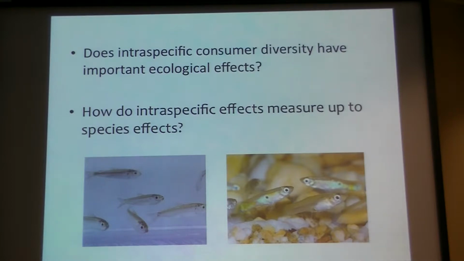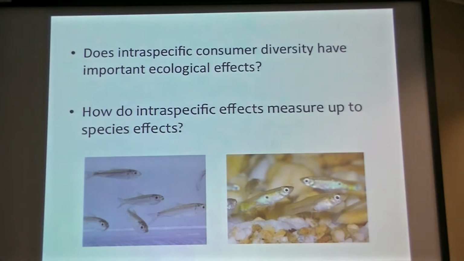All right, so I want to come back now to the first two questions that I posed at the beginning. So the first one, does intraspecific consumer biodiversity have important ecological effects? And I think the studies in these two systems show that it's possible, that it can. That actually different populations might perform differently, might feed differently, might excrete nutrients differently, and that those can potentially be manifest in communities and ecosystems in ways that we can measure in controlled experiments.